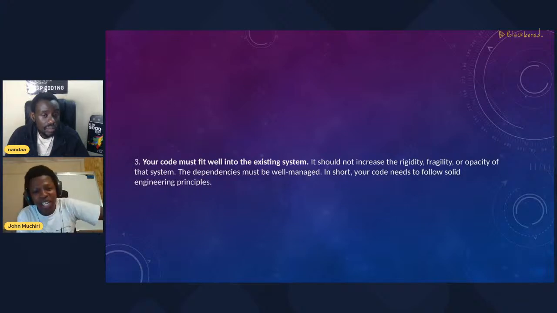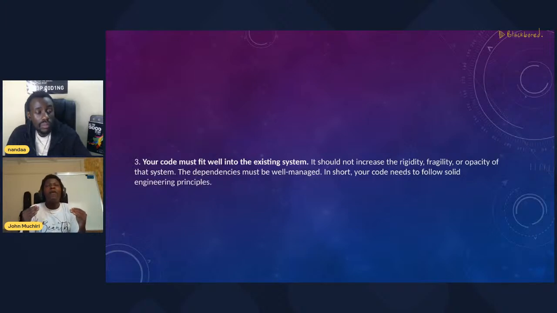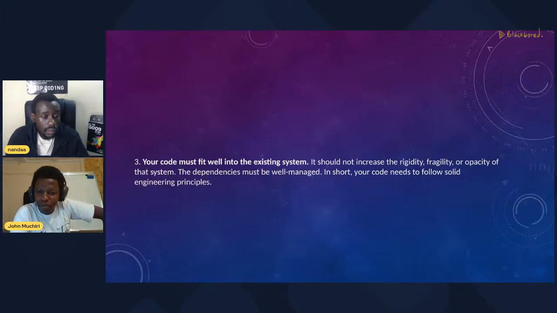Number three, your code must fit well into the existing system. We talked about this. You don't harm the structure. It has to be flexible. This is why it's hard, because if a certain module was already working, you have to find a smooth way to make sure your code fits into the system comfortably and flexibly. And you have to make sure you follow the SOLID principles and DRY, don't repeat yourself.